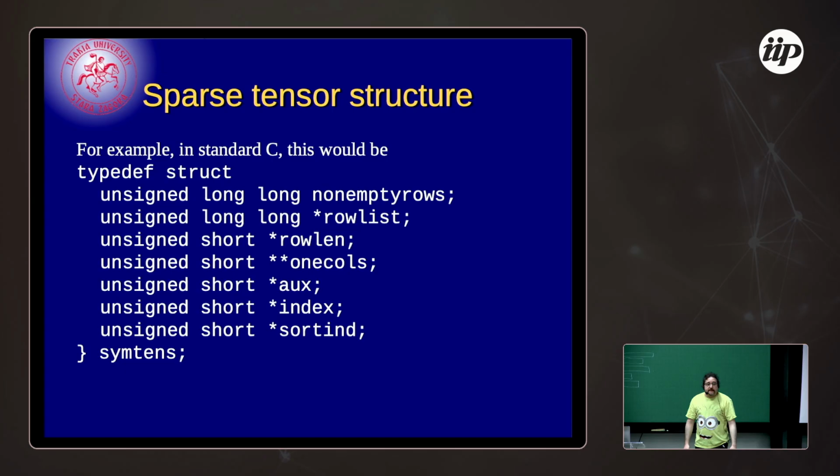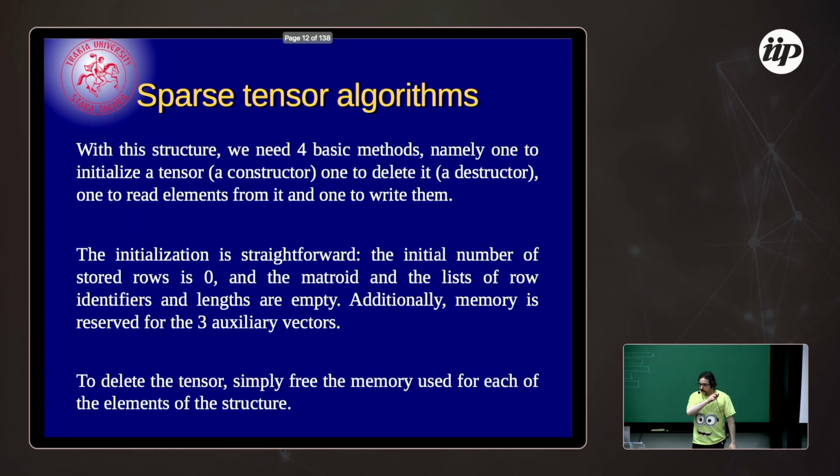If you program in C, this is how you would define it, basically. Just define a type as a structure, you call it symmetric tensor or whatever you want, and you need these elements like this. There's some other considerations we're going to do about it, but basically this is how it's going to look like. And can I click? Click. There you go. So once this is set, we need four things here, four main algorithms.